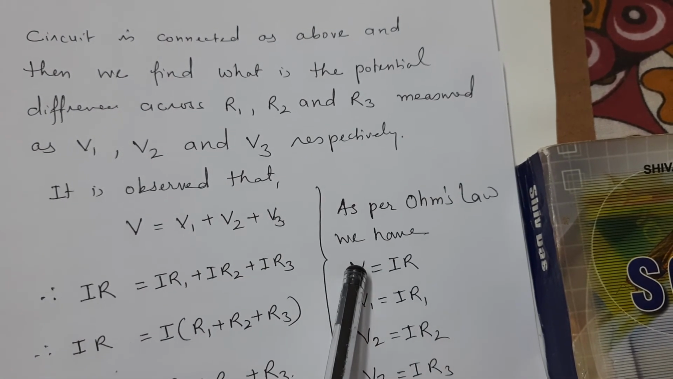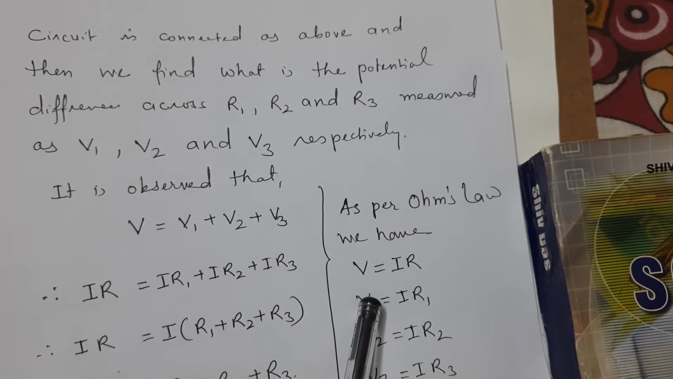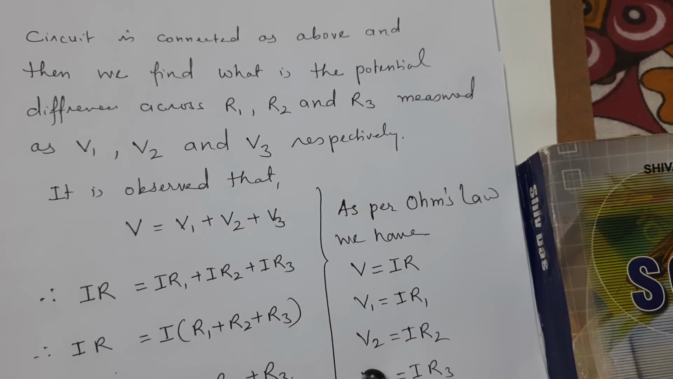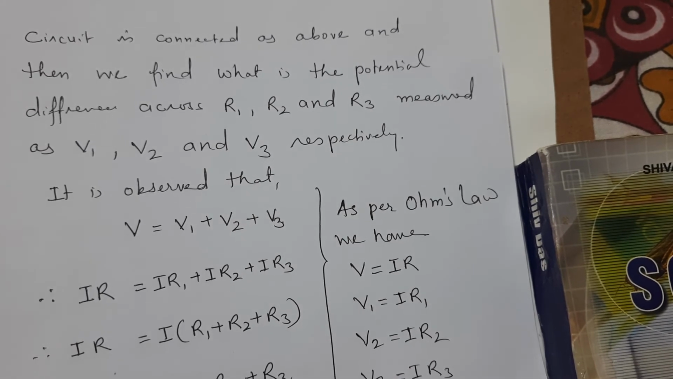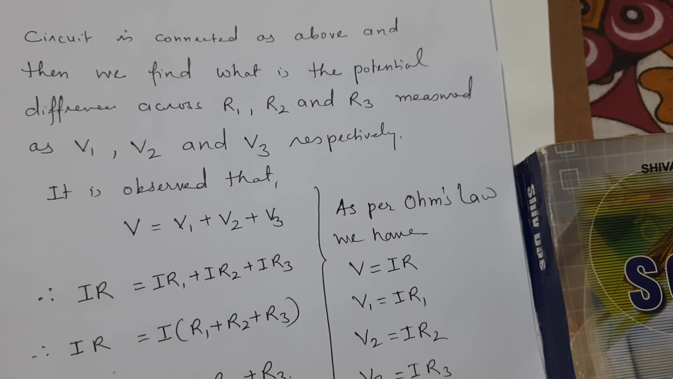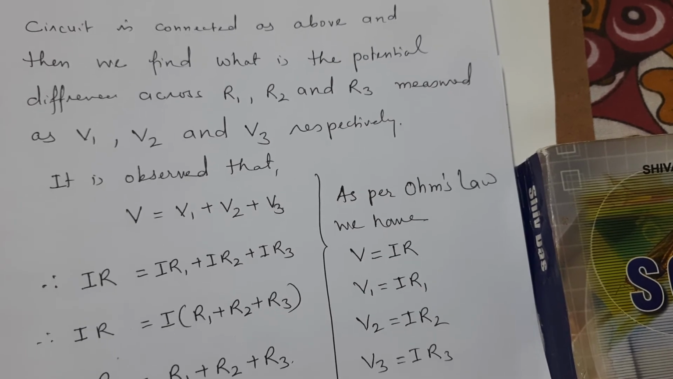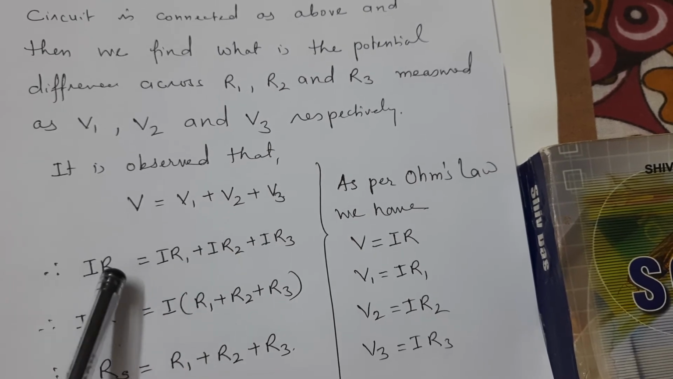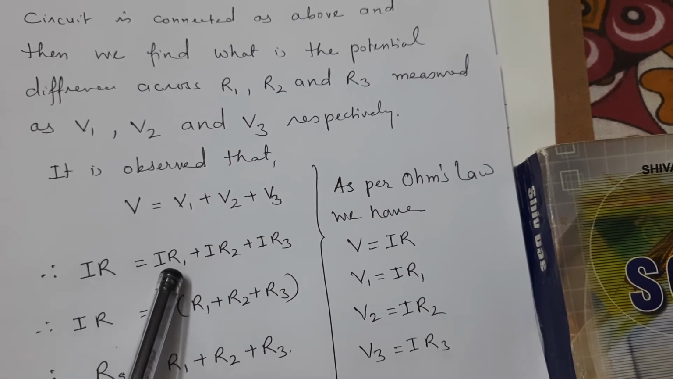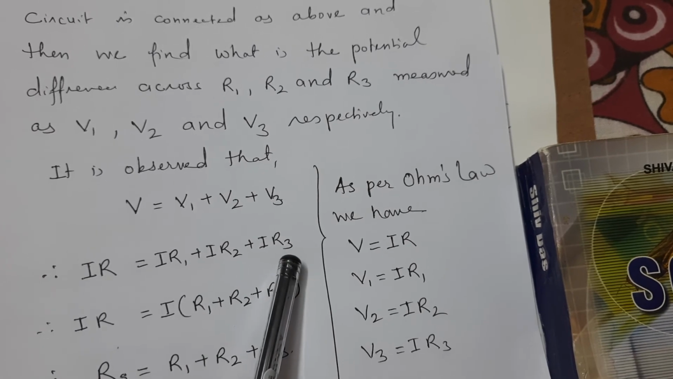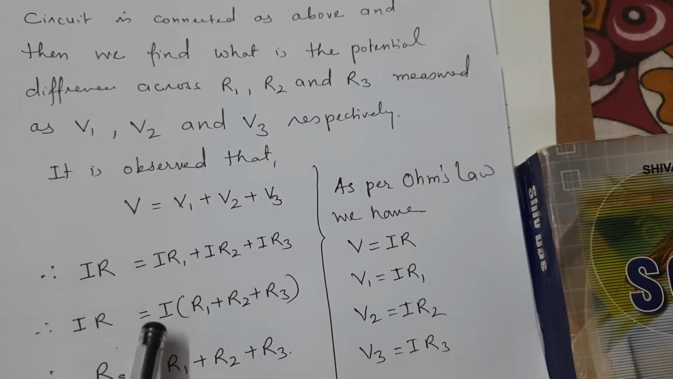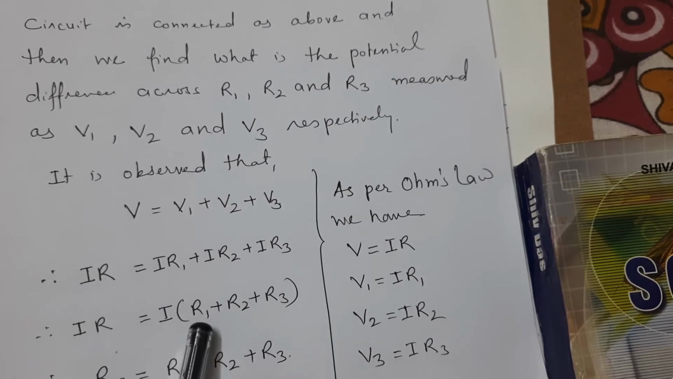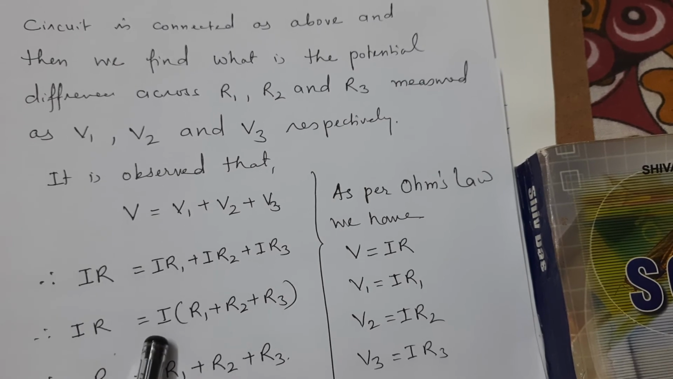Now according to Ohm's law, if V is equal to IR, if V1 is equal to IR1, if V2 is IR2, and if V3 is IR3, then we can modify the earlier result. V is equal to V1 plus V2 plus V3. We can write it as IR1 plus IR2 plus IR3. So I take out I common: I times R1 plus R2 plus R3. Since I is on both sides, if you take it to the other side, it gets cancelled.